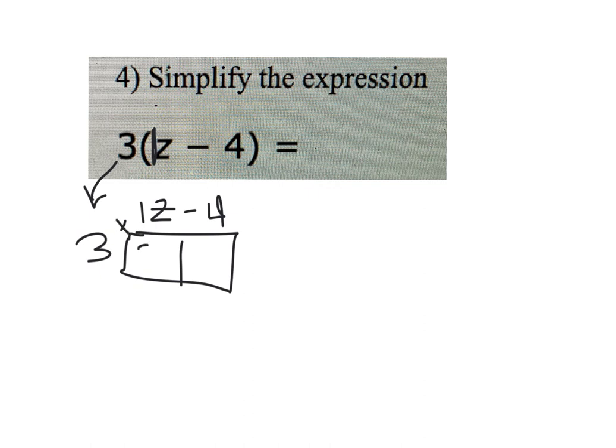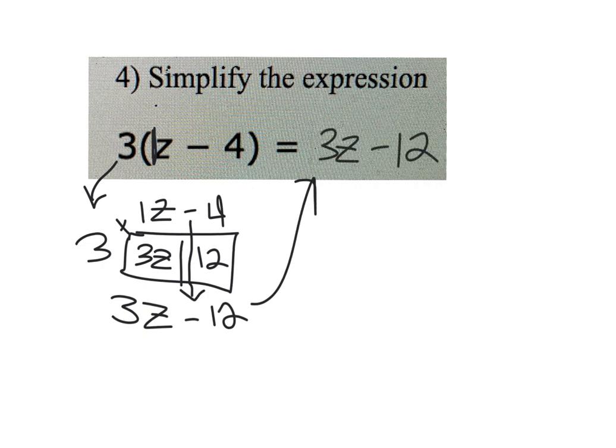3 times 1z is 3z. And 3 times 4 is 12. Bring those down. That's 3z. Bring down your 12 and bring down your minus sign. So 3z minus 12. That is your new expression. And there you have it.